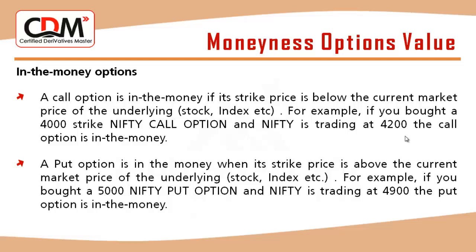In case of a put option, suppose Nifty is trading at the level of 5230, and we buy a put option at the strike price of 5300. Then the 5230 level would make it an in the money option.